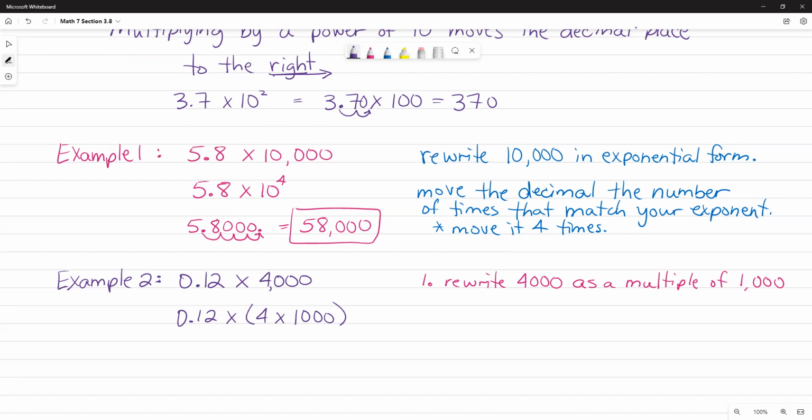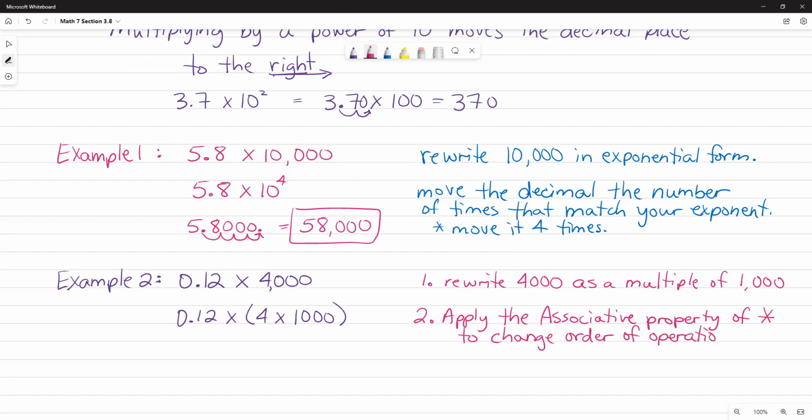We want to multiply the 0.12 times 4. So I'm going to rewrite this. Don't copy what's in the book. You apply the associative property of multiplication to change the order of operations. So that means that we're going to change it so that we multiply 0.12 times 4. Once we get that, we can multiply that times 1,000.